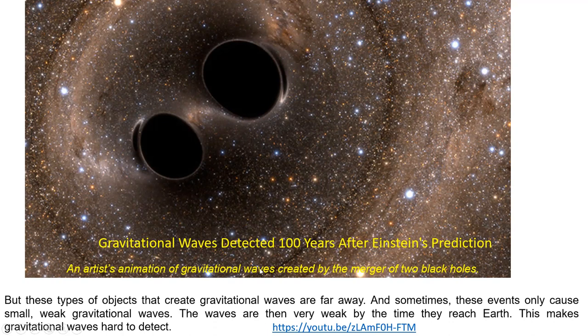But these types of objects that create gravitational waves are far away from us. It is not nearest to us. And sometimes these events only cause small, weak gravitational waves that can be detected on Earth. The waves are very weak by the time they reach the Earth. This makes gravitational waves very hard to detect. It is not like a strong force like electromagnetic waves or sound waves, or tsunami waves generated due to a tsunami, or cyclones, or a hurricane, or even earthquakes.